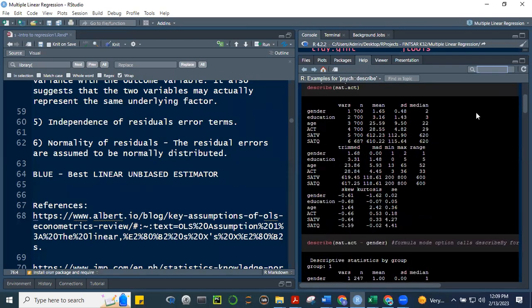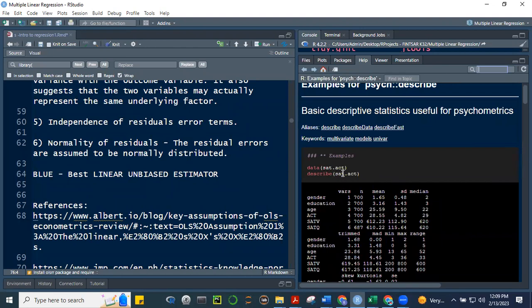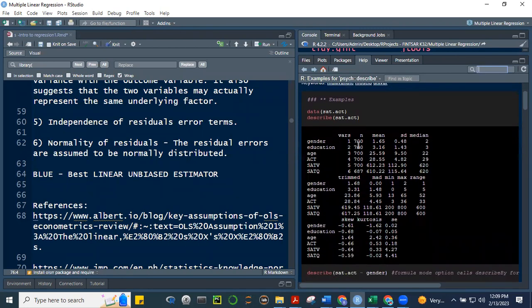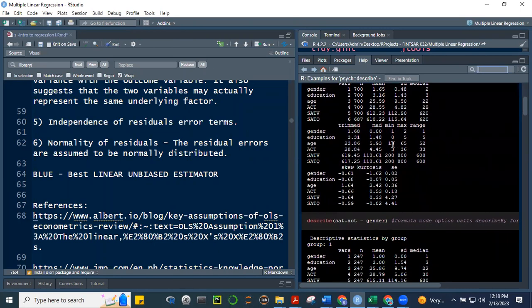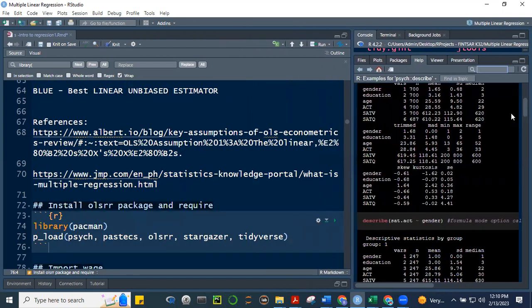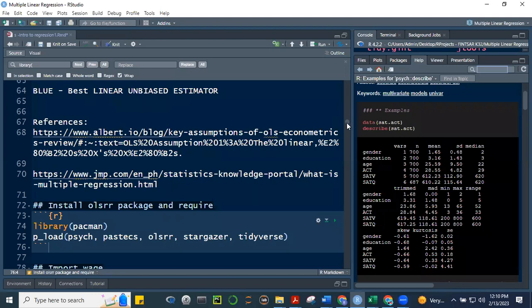Right, so we used just one line of code, which is describe. Describe daw yung sat.act data. Then yan, it generated yung mga measures: the count, the average, standard deviation, median, trimmed median, mean absolute deviation, minimum, maximum, range, the skewness, kurtosis, the standard error, etc. Okay, so that's one way to generate quickly the descriptive statistics.